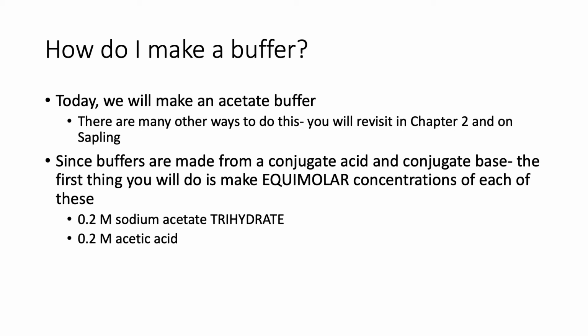And remember, since buffers are made from a weak acid and its conjugate base, the first thing that we are going to do to make our buffer is make equimolar concentrations of our weak acid and our conjugate base. So you're going to make a 0.2 molar solution of sodium acetate trihydrate, and you're going to make a 0.2 molar solution of acetic acid.